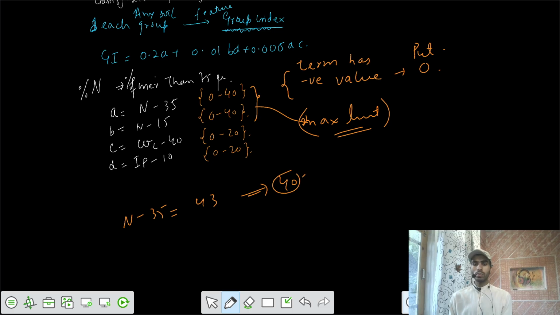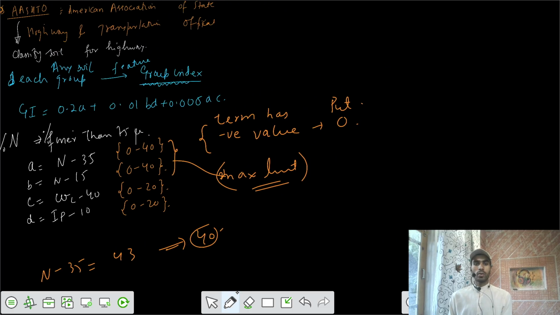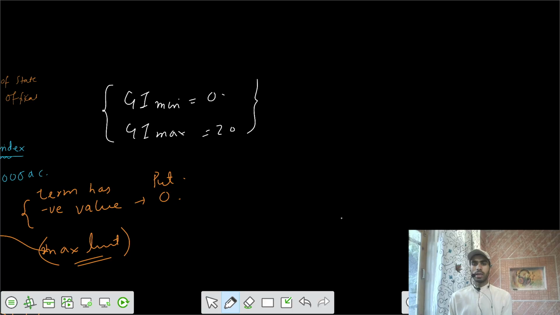Okay, so based on this, your GI minimum value could be equal to 0, and GI maximum value could be equal to 20. And if the value of GI is minimum, equal to 0, it means that your soil is a very good soil for your subgrade material. Good for subgrade. It can act as a very good material for your subgrade of the pavement.